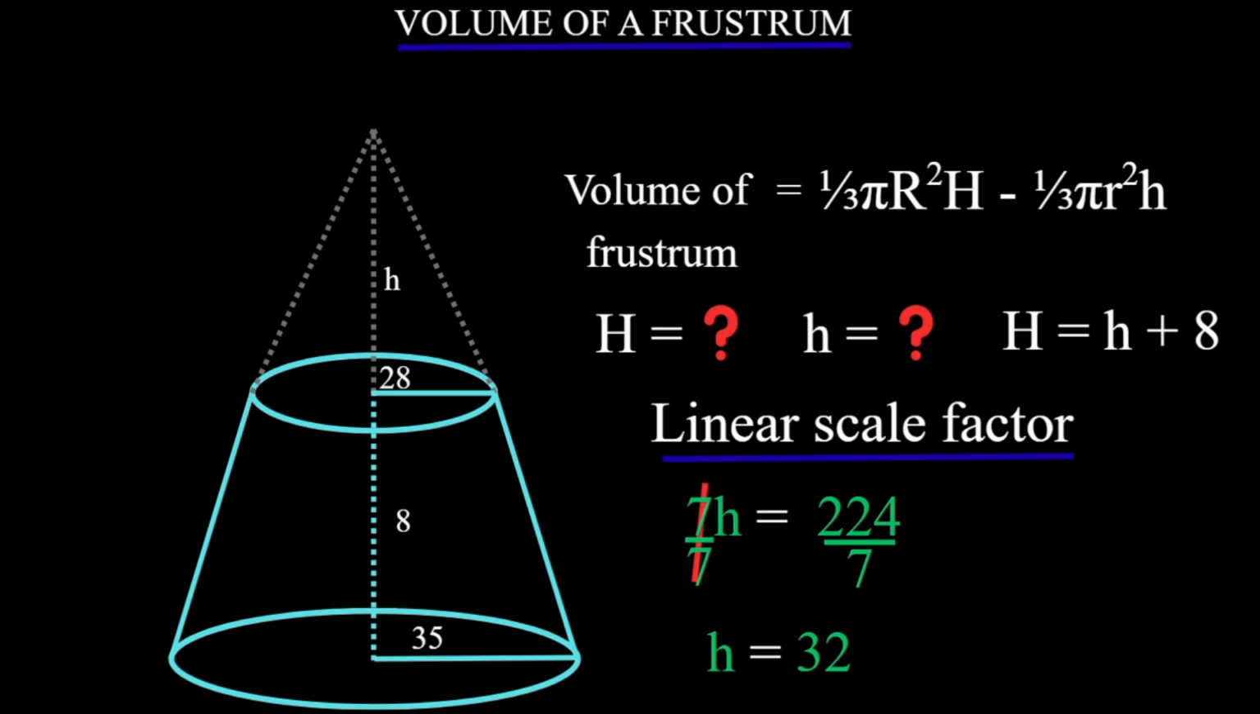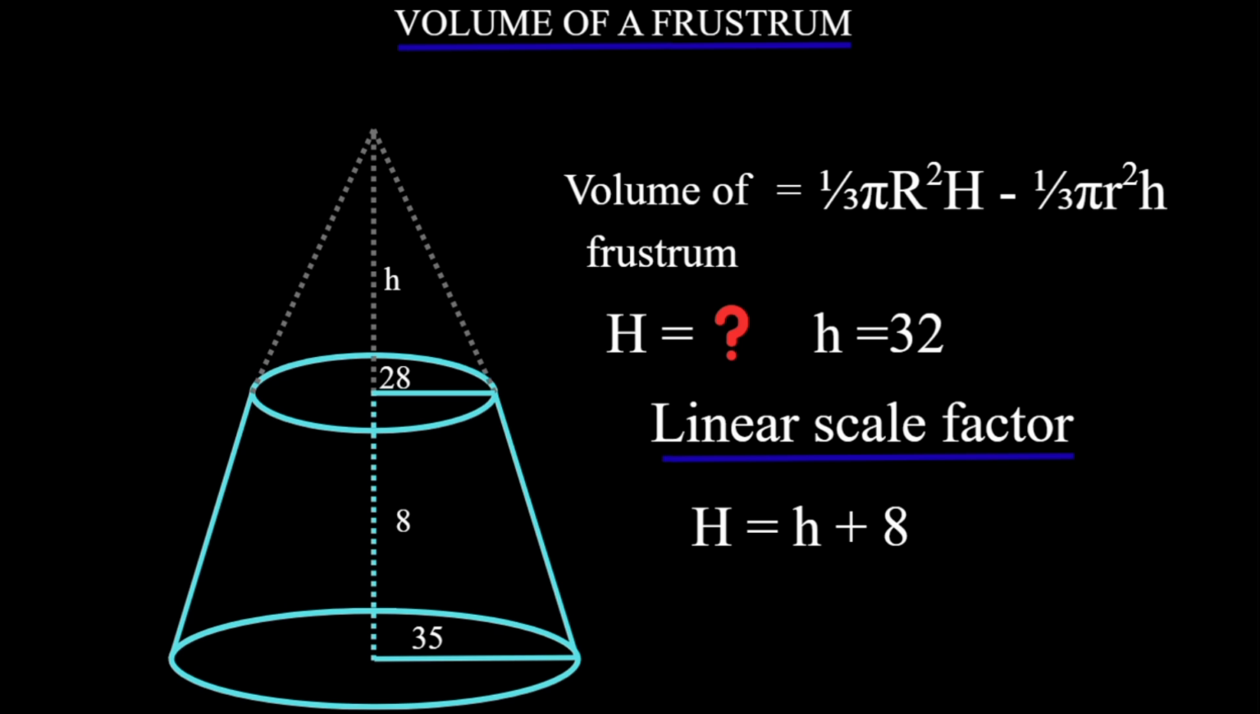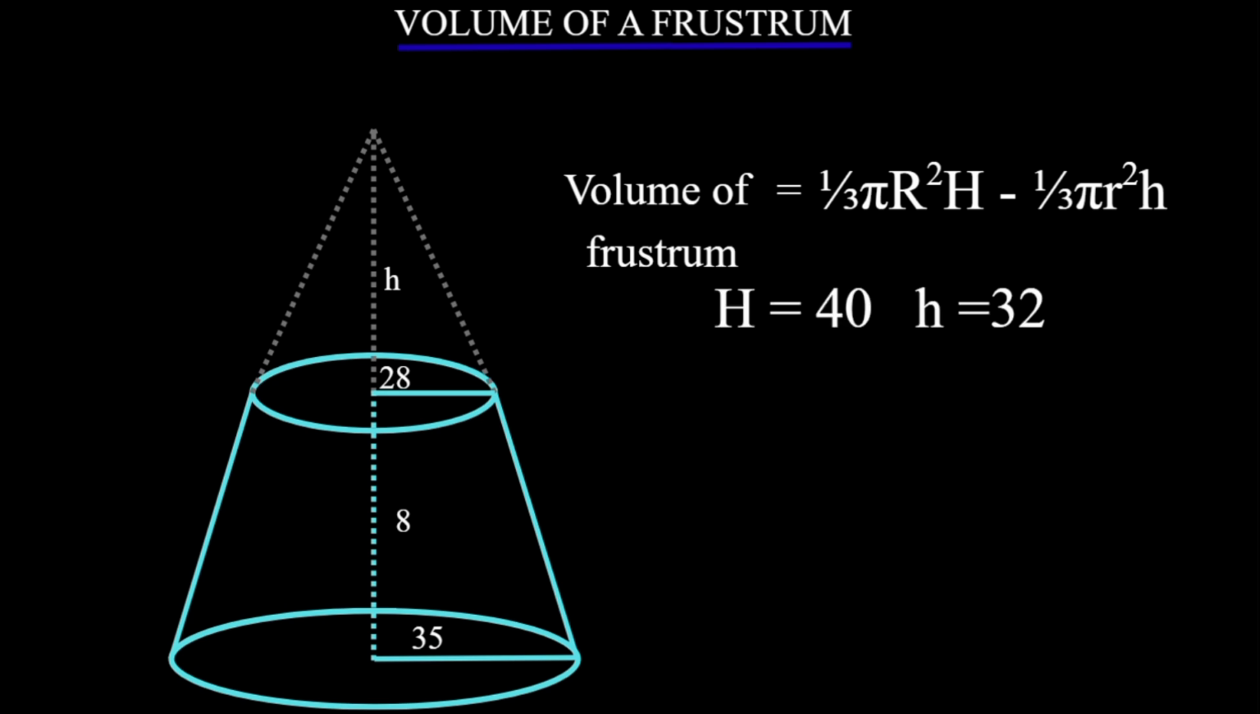Now hence our small h is 32. Then what about capital H? Remember we said capital H is small h plus 8. But small h we have it as 32. So capital H shall be 32 plus 8, and that gives us a total of 40. So we have our capital H as 40 and small h as 32. So we can plug this in the formula.